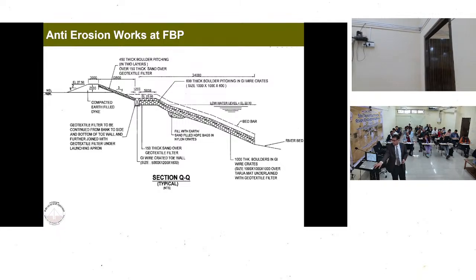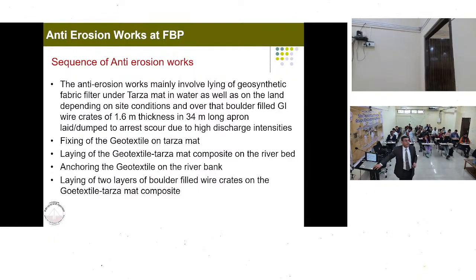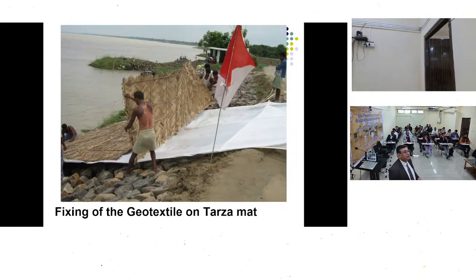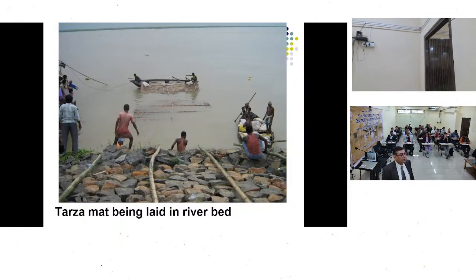So the innovation was the use of local material. Using bamboo, these mats are formed. They are called tarja mats. So a lot of tarja mats were used. The geotextile was fixed below these tarja mats. This was giving shape to the geotextile. It was also giving protection to the geotextile from the falling stone-filled crates. And then once this roll of geotextile was fixed with the tarja mat, it was moved into the river using boats.